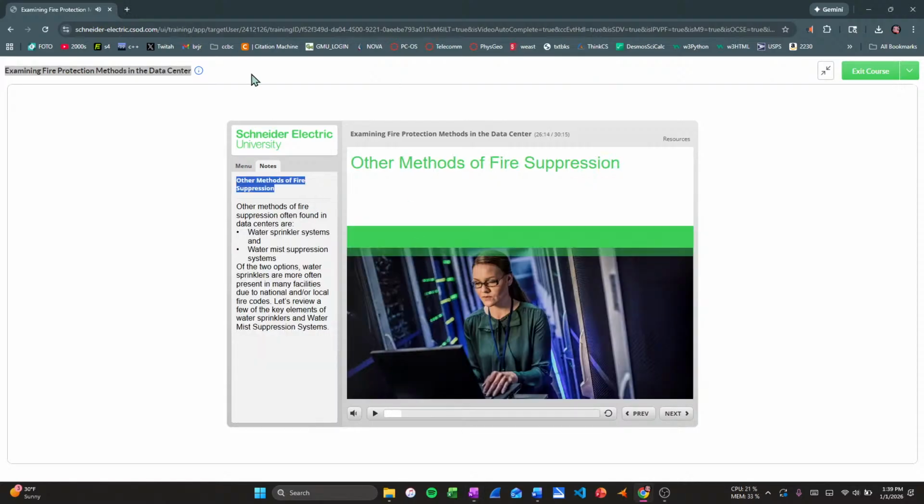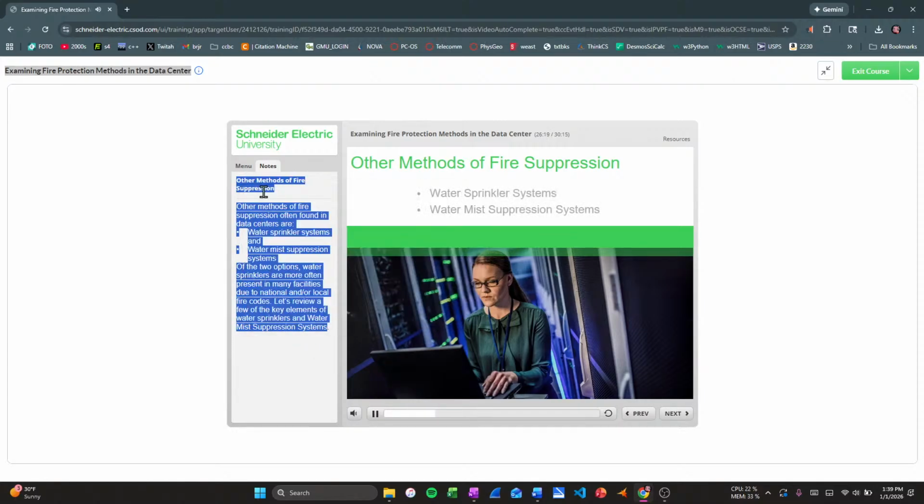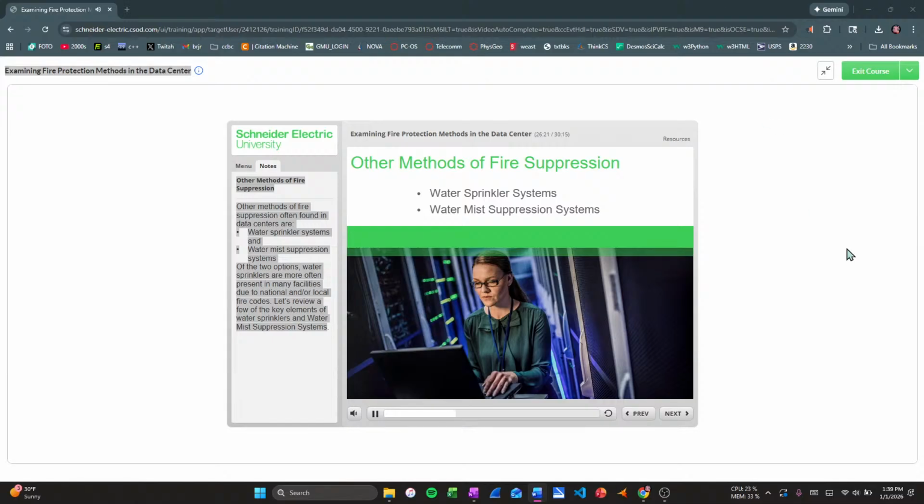Other methods of fire suppression often found in data centers are water sprinkler systems and water mist suppression systems. Of the two options, water sprinklers are more often present in many facilities due to national and/or local fire codes. Let's review a few of the key elements of water sprinklers and water mist suppression systems.